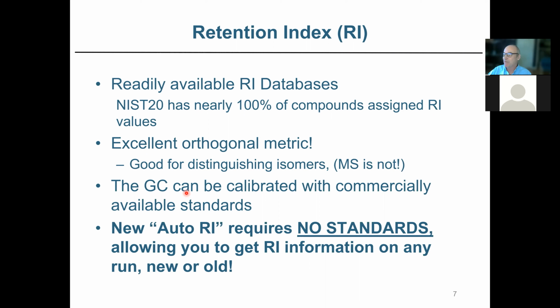And this is feedback that we've gotten from our users: we really like the retention index information, but we have to do an additional run. Sometimes it's a little bit problematic to get it set up right. It would be really nice if we could somehow do that magically. And so we thought about it a lot, and we've come up with what we think is a pretty revolutionary new approach, which we call Auto RI.